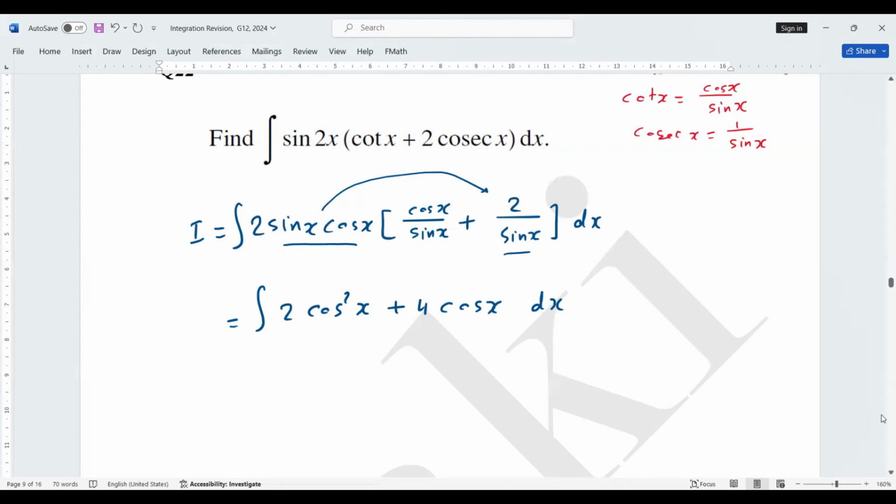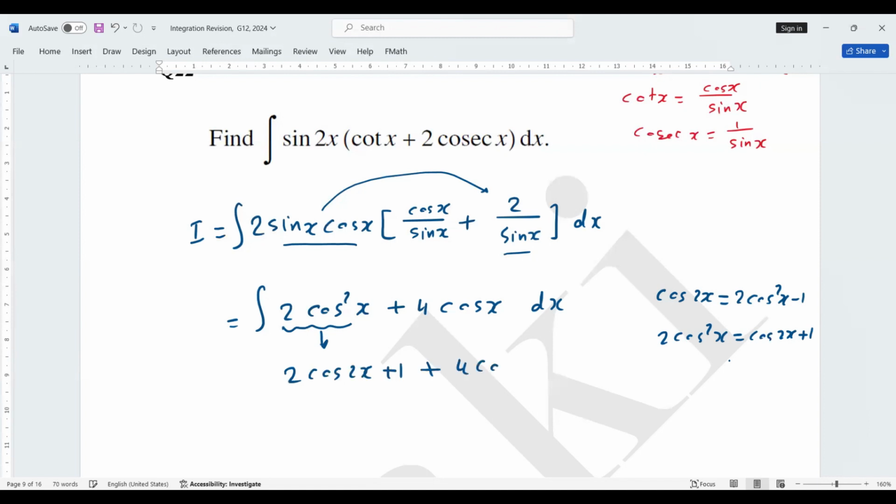Remember, for cosine squared, we don't have a formula for integration. Okay, here, how can we do this? Know that cosine 2x equals 2 cosine squared x minus 1. Rearrange. So 2 cosine squared x equals cosine 2x plus 1. Then we replace this by cosine 2x plus 1 plus 4 cosine x dx, and then integrate.